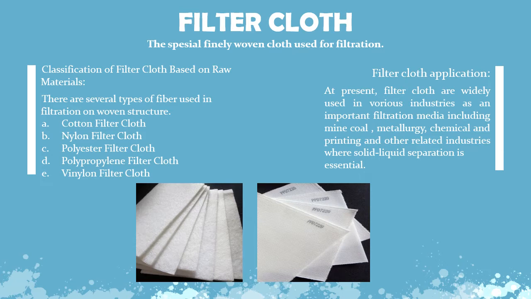Classification of filter cloth based on raw material. There are several types of fiber used in filtration of woven structure. A. Cotton filter cloth. B. Nylon filter cloth. C. Polyester filter cloth. D. Polypropylene filter cloth. E. Phenolene filter cloth.